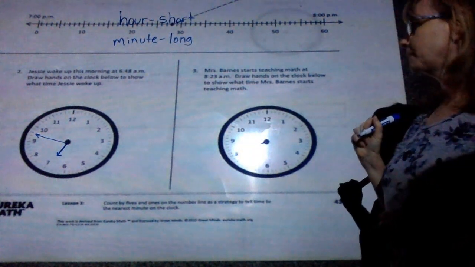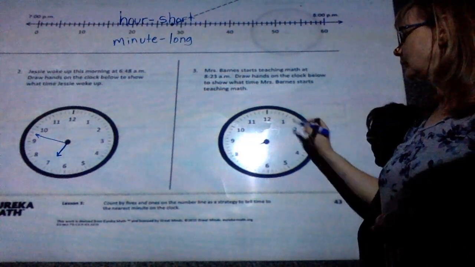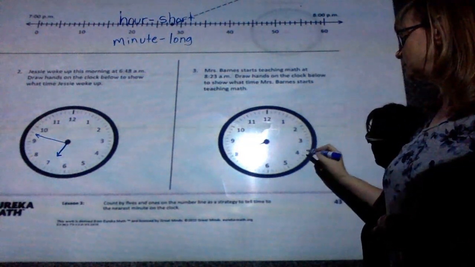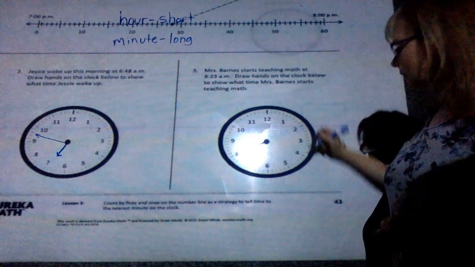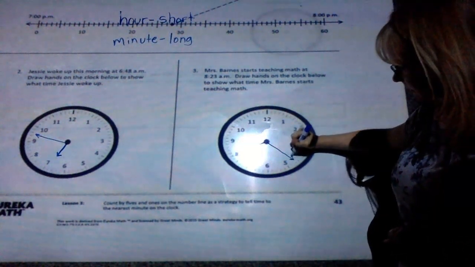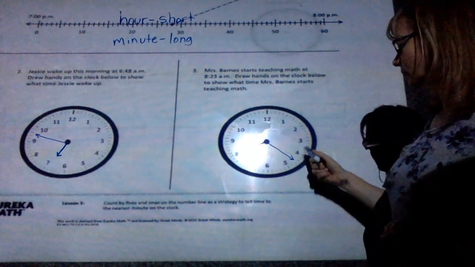8. 23. 5, 10, 15, 20. 21, 22, 23. There we go. Count by 5s until you get to the close one, 20, and then 1, 2, 3. Count, add 1s on. All right, that's it for today.